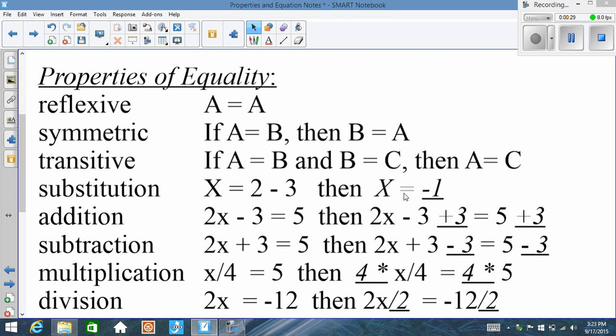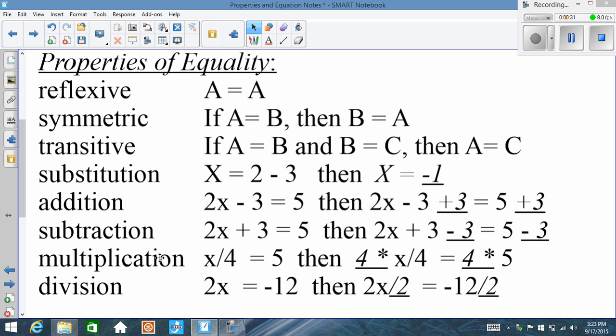First set, properties of equality. Reflexive property of equality is A equals A. Symmetric, if A equals B, then B equals A. Transitive, if A equals B and B equals C, then A equals C. Substitution would be when we solve it, x equals 2 minus 3, then x equals negative 1.